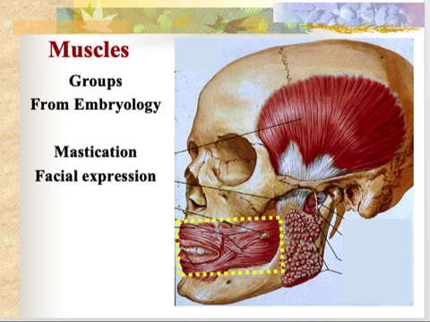And by definition, if you are derived from a particular origin, you will get a particular nerve supply. So for example, the muscles of mastication, their motor supply is from the trigeminal nerve, the 5th cranial nerve. Whereas the motor supply to the muscles of facial expression are from the 7th cranial nerve.